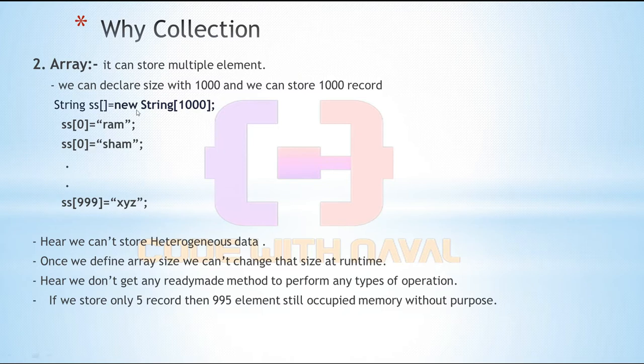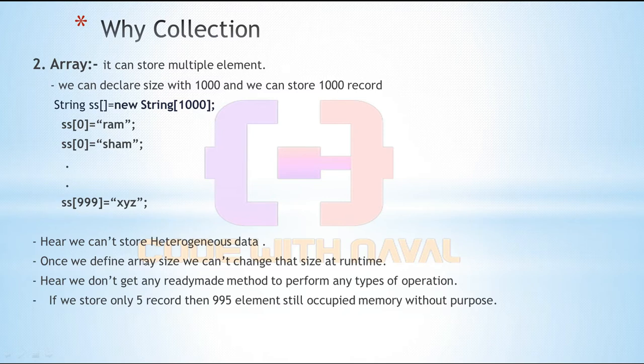Array is good, but it has some drawbacks. We can't store heterogeneous data, we can only store homogeneous data. What do heterogeneous and homogeneous mean? Heterogeneous means we can store hybrid data types: a string, an integer, a float, any type of data. But in homogeneous, if we declare a string array, we can only store string data; if we declare integer, we can only store integer data. That means an array is homogeneous and can't store heterogeneous data.